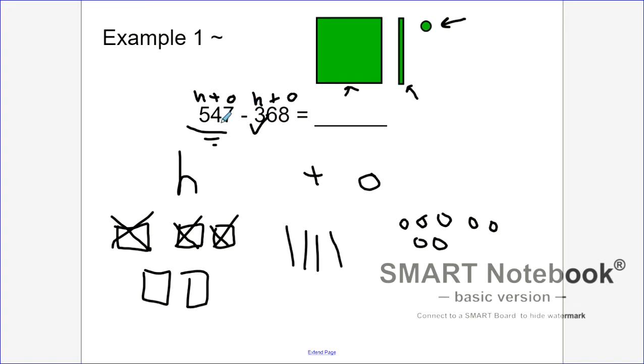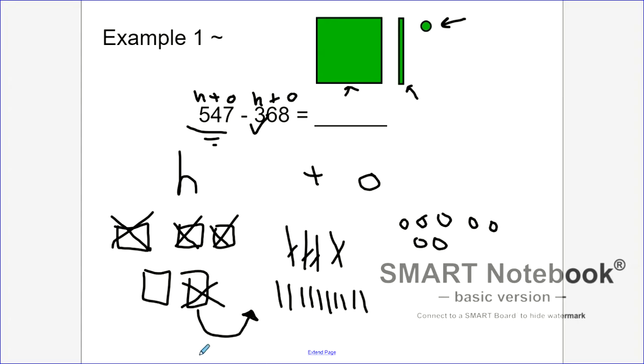I have 4 tens, but I need 6 tens. So what I would do is I'd cross out those 4 tens, 1, 2, 3, 4, and then realize, ooh, I don't have enough. So I would have to take one of the hundreds and turn it into 10 tens. 1, 2, 3, 4, 5, 6, 7, 8, 9, 10.